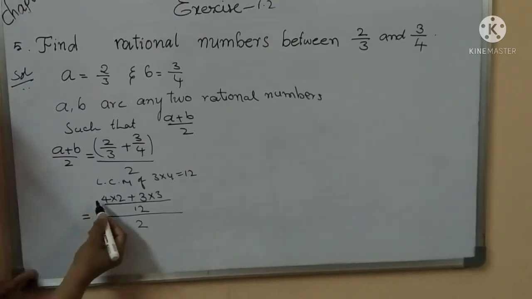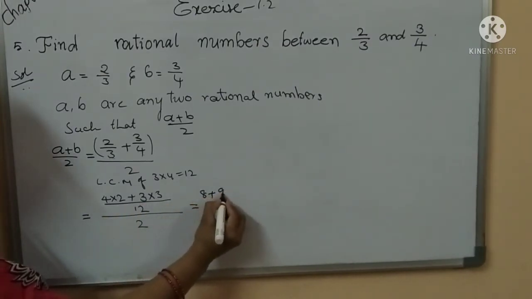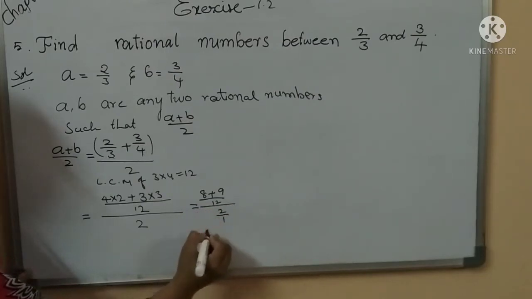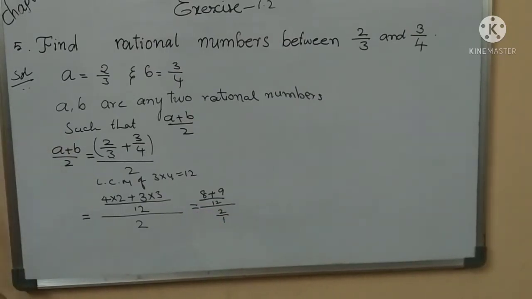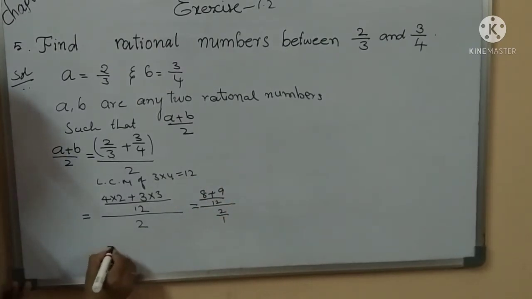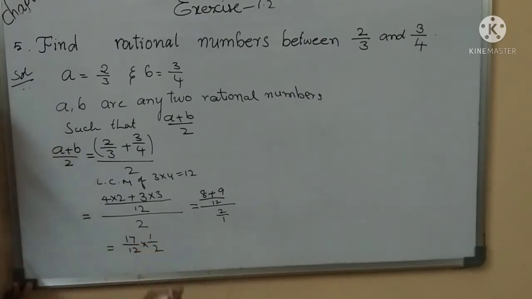Okay. So here 4 2s are 8 plus 3 3s are 9, over 12 divided by 2. Here they did not give a denominator, so we have to take 1. So 8 plus 9 is 17 by 12, into 1 by 2.